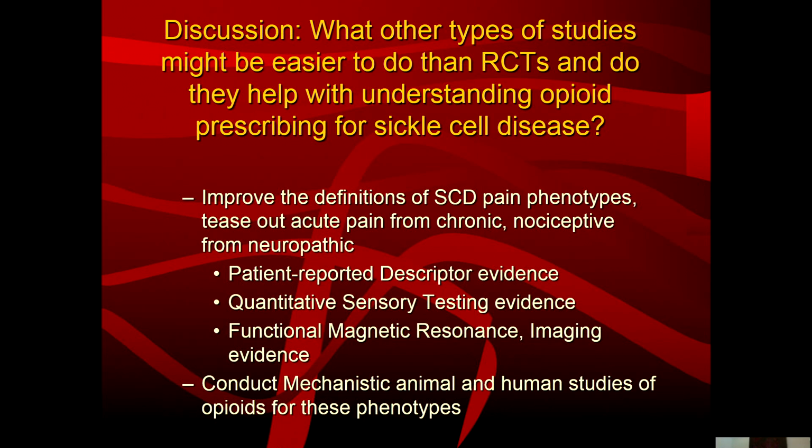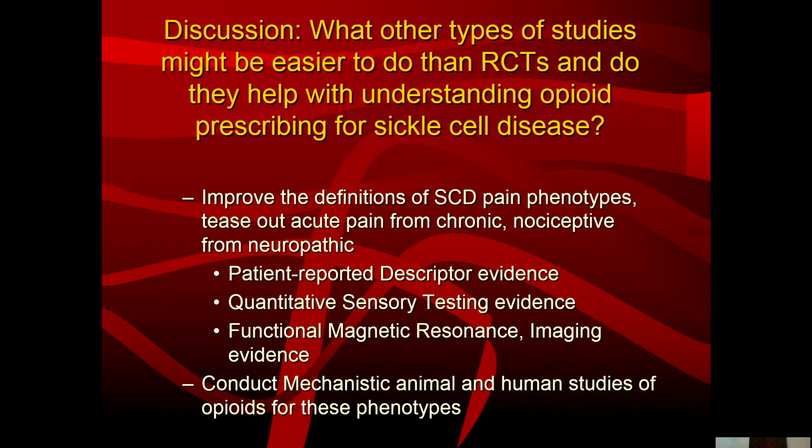One of the discussion questions was, what other types of studies might be easier to do than randomized controlled trials, and would they help with understanding opioid prescribing? And I said that we have a phenotype problem. We're early in the study of pain in sickle cell disease. This field is far behind many other well-studied diseases, acute and chronic.